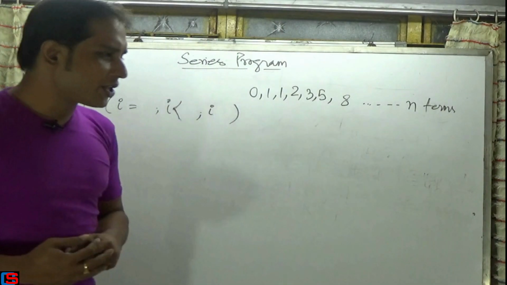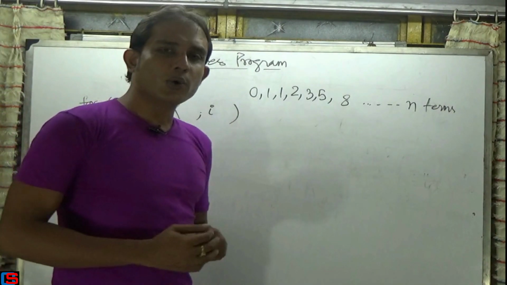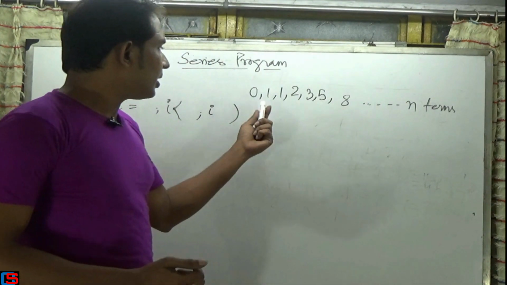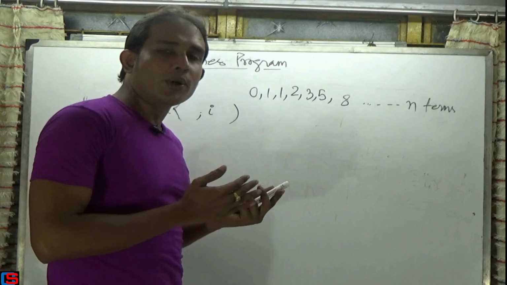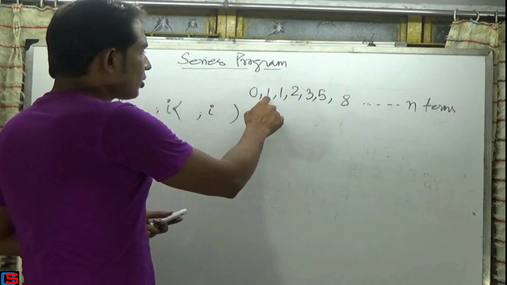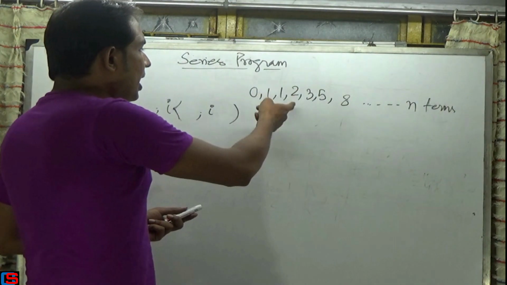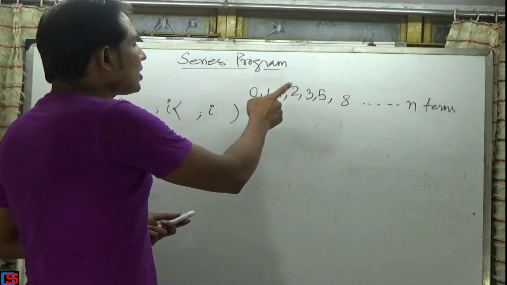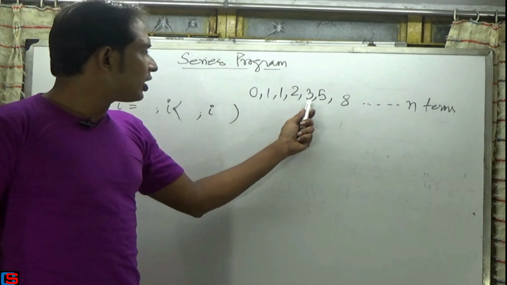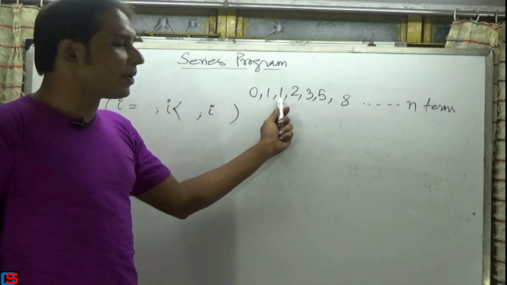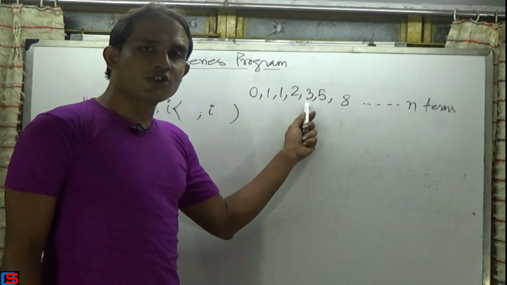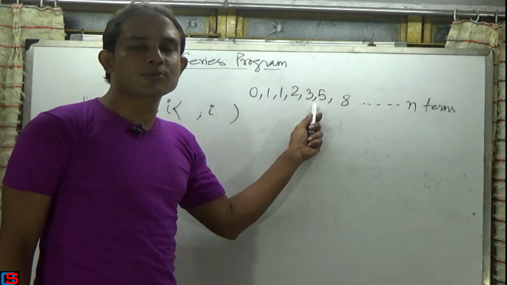Now this series is known as the Fibonacci series. In the Fibonacci series, the addition of the previous two terms is the value of the next term. So 0 plus 1 is 1, the next value is 1. Then the previous two values are 1 and 1, so 1 plus 1 becomes 2. For 3, the previous two terms are 2 and 1, so 2 plus 1 becomes 3. For 5, the previous two terms are 3 and 2, so 3 plus 2 becomes 5.